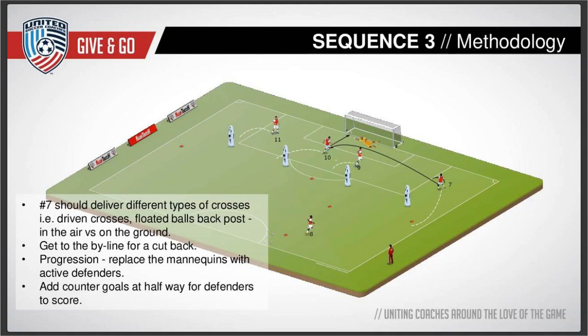So if he picks it up and players aren't in a position yet, then we'd be instructing him to get to the byline, and then can he provide a cutback? So it's a different type of cross, and in your approach, you're coming onto the ball as opposed to trying to strike a ball that's coming across your run.